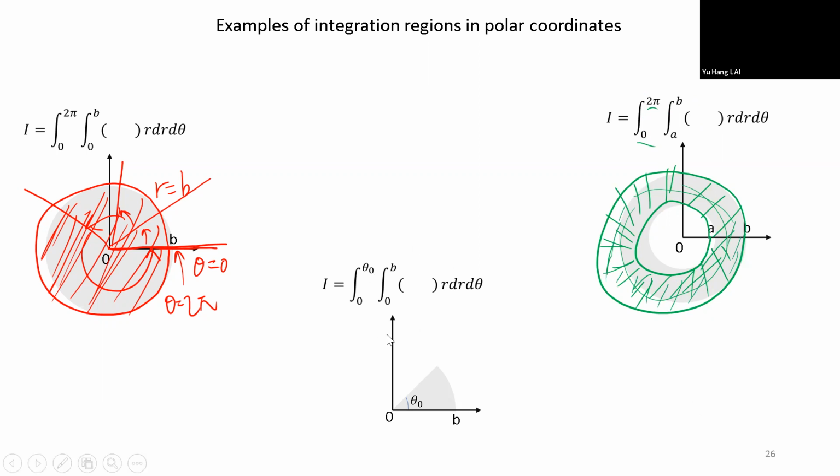So finally, for this one, again, I go from 0 to B. Right, so that means, again, I have to draw a circle like this. But this time, I go from 0 just to some theta naught. Suppose theta naught is just some small angle.